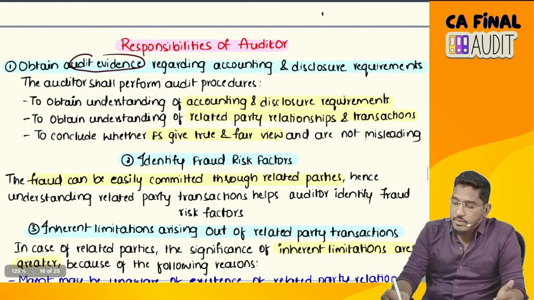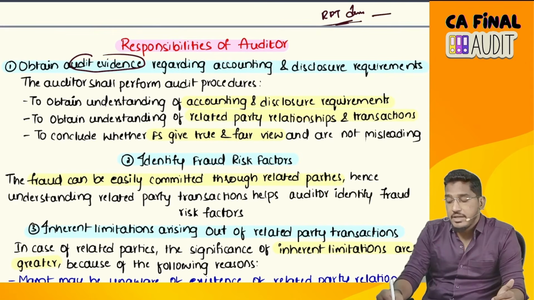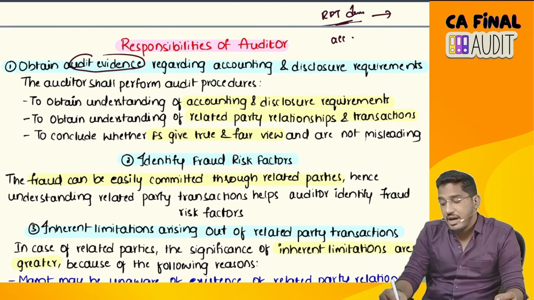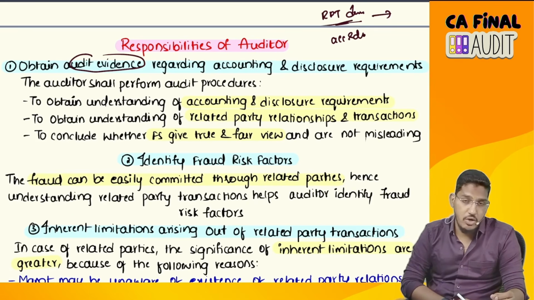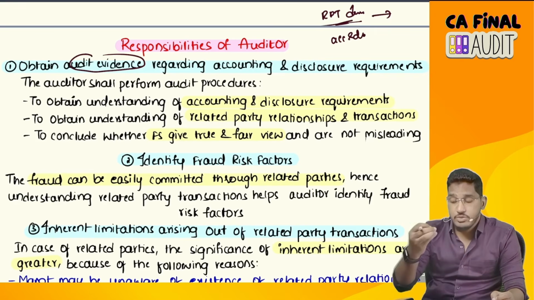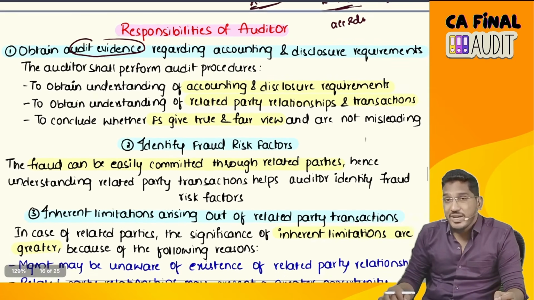Whatever accounting requirements and disclosure requirements of related party transactions are there, as given in the applicable financial reporting framework, I need to check whether those have been properly given, and whether related party transactions are properly accounted. In simple terms, whether the applicable financial reporting framework has been met or not, I need to obtain evidence. Sir, how can I get that evidence?